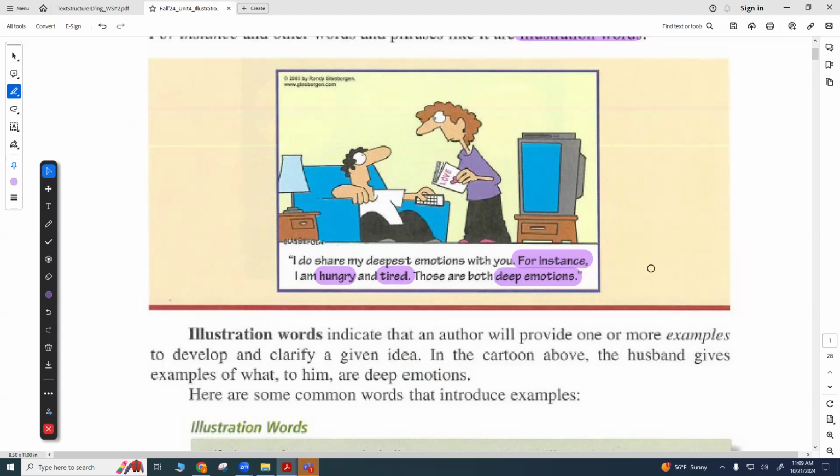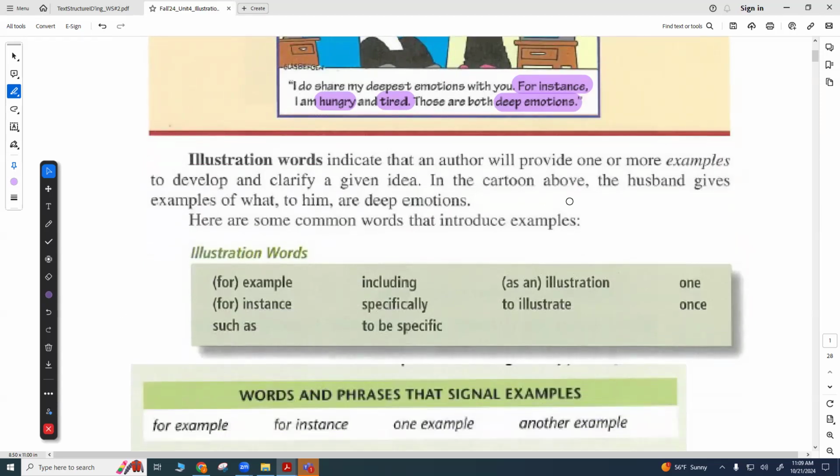Great. Okay, so once again, illustration words indicate that an author will provide one or more examples to develop and clarify a given idea. Generally those given ideas, like Ryan was saying, are emotions or more abstract ideas. By providing a concrete example, it helps us have a better sense of where that person is specifically coming from, what they want us to personally understand.